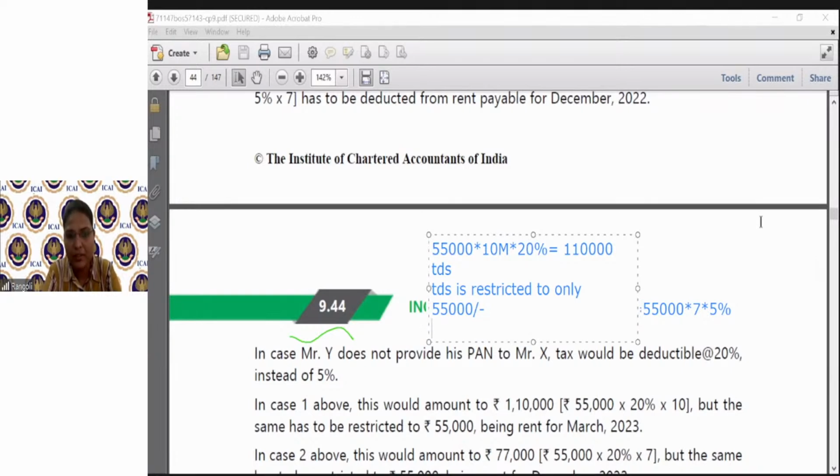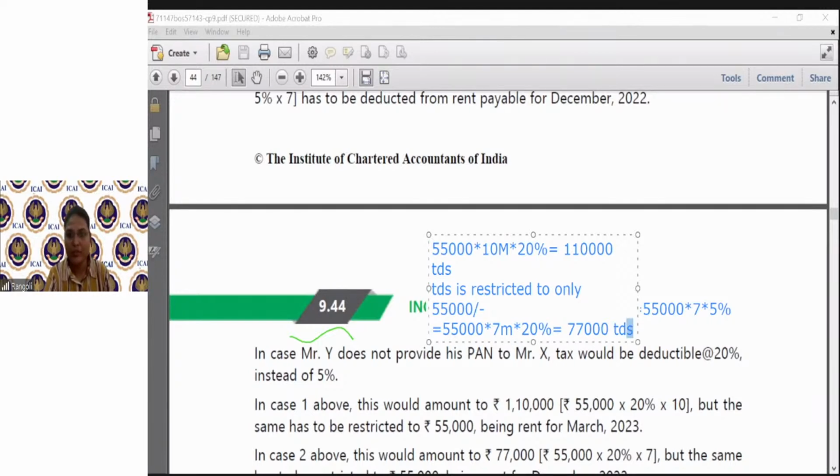Okay. Now, my dear friend, in the second case, we have given the property for 7 months, right? 7 months into 20%, so the TDS comes to 77,000. But here also my last month rent, that is the rent of December, is only 55,000. So here also my TDS is restricted to 55,000 only. Is that clear, everyone? Now clear?